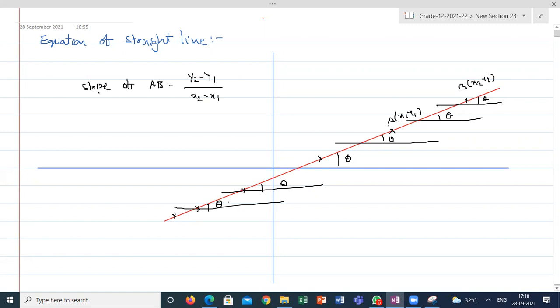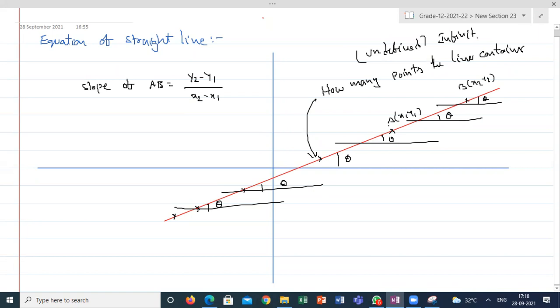What is meant by equation? Suppose this line contains how many points, students? How many points does this line contain? Students, please respond. I'm asking you, how many points does a line contain? A straight line contains infinite points. From a number point of view, it is infinity. Infinity points, so countless.